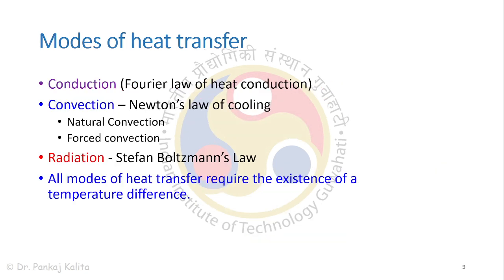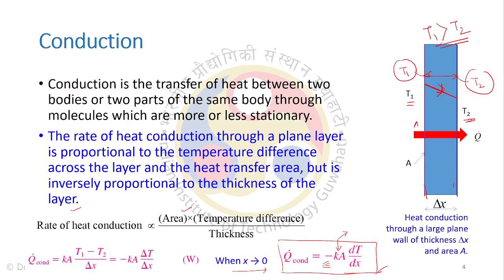Okay, so this is the basic understanding of heat transfer. Now you know the modes of heat transfer: conduction, convection, and radiation. Conduction, you know, is transfer between two bodies, or maybe between two parts of the same body, due to the molecular motion. It could be due to vibration: heat transfer causes molecular vibration, and then due to this molecular vibration, heat transfer takes place.